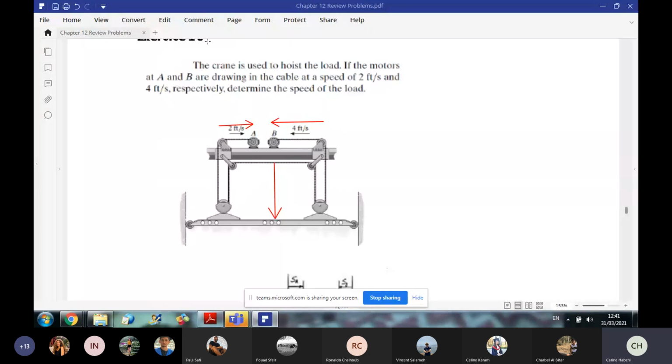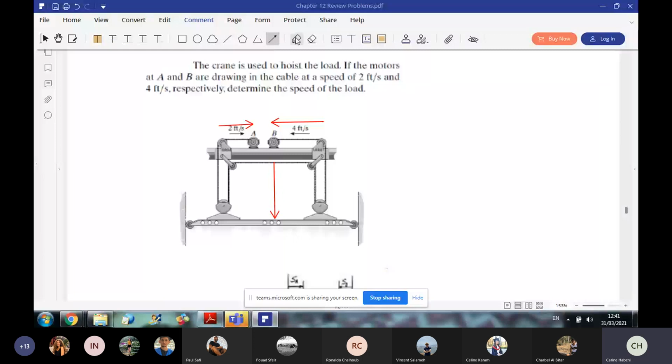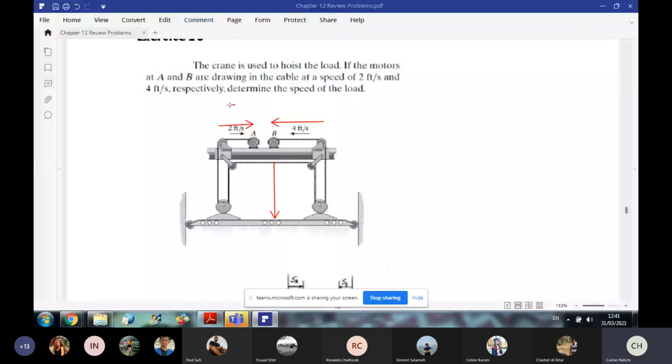And I will name my coordinates as SA, SB, and for the load, I will call it C. So this is SC, okay? Now, if I want to find the total length of the cord, I will express it as a function of my coordinates, and I will lump all constants in one term, okay?